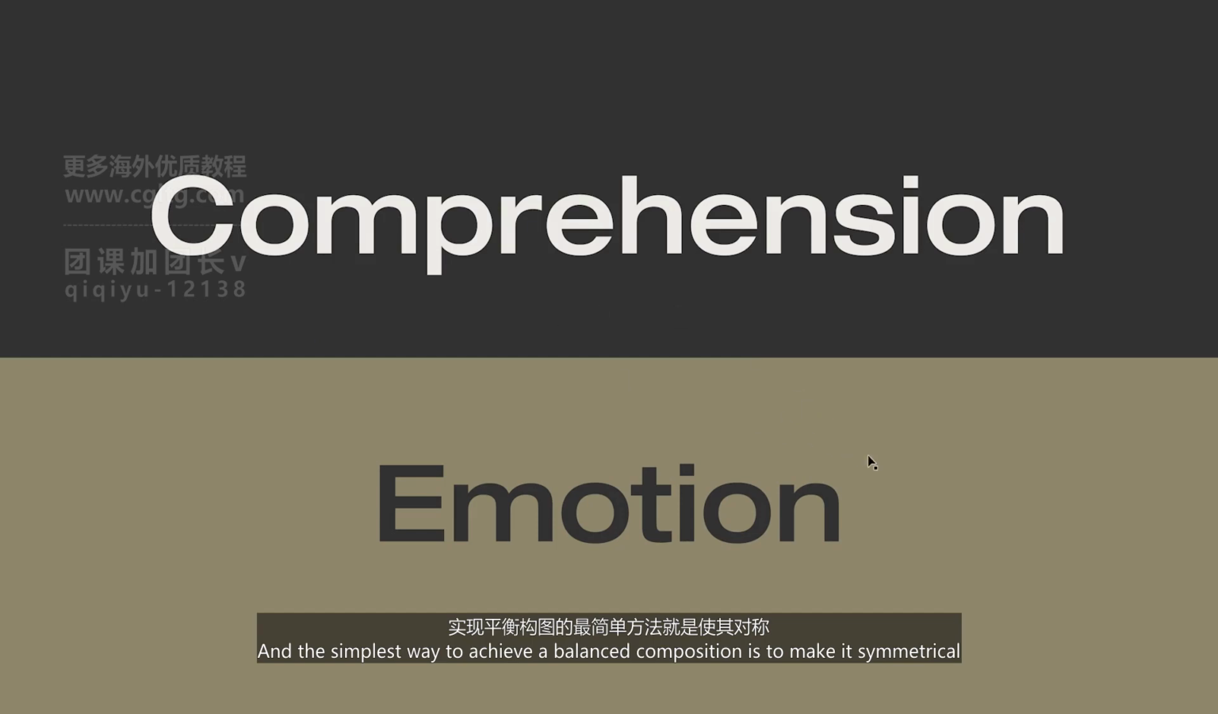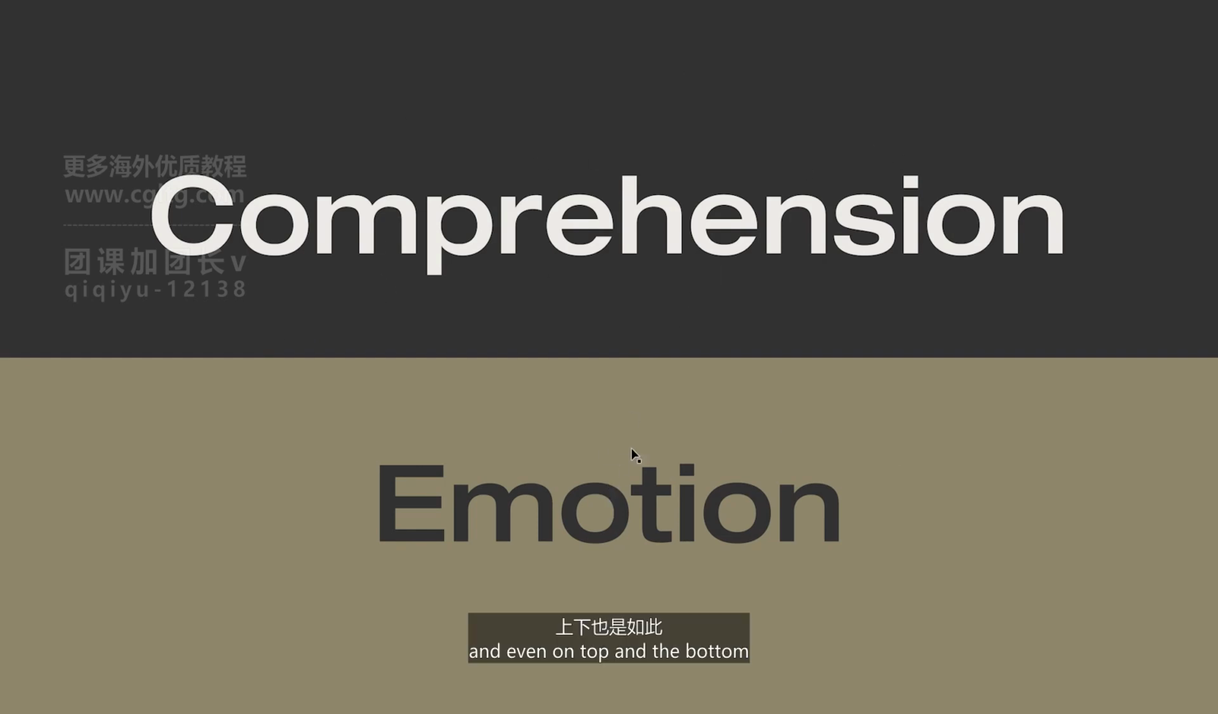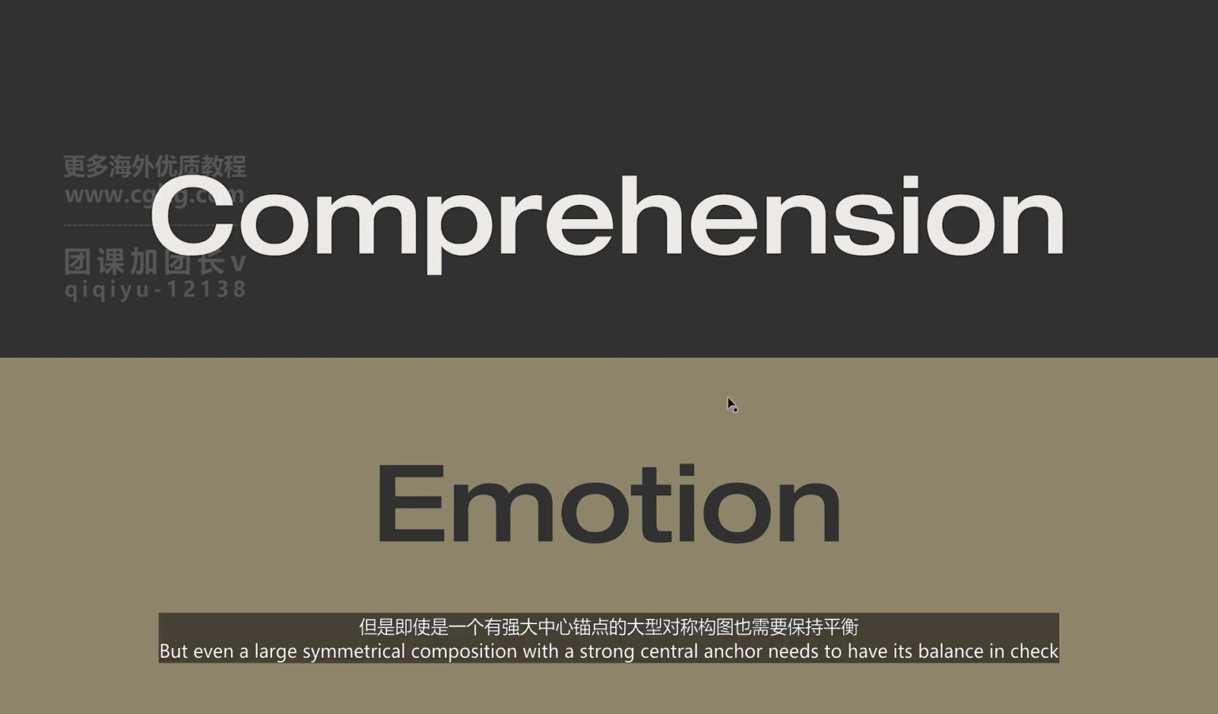And the simplest way to achieve a balanced composition is to make it symmetrical, like we have here. We have the same amount of elements on the left and the right, and even on top and the bottom. It's very orderly, it's very formal. But even a large symmetrical composition with a strong central anchor needs to have its balance in check.